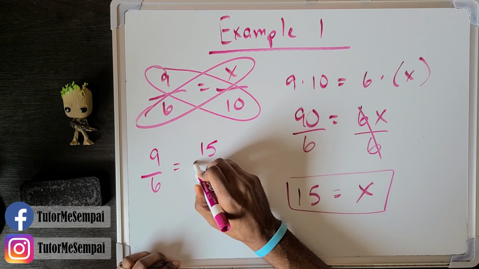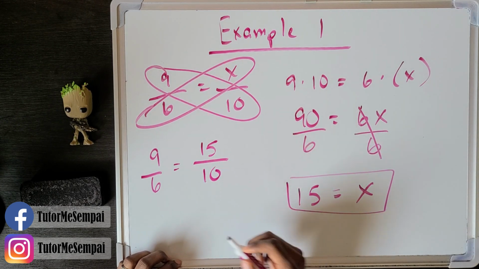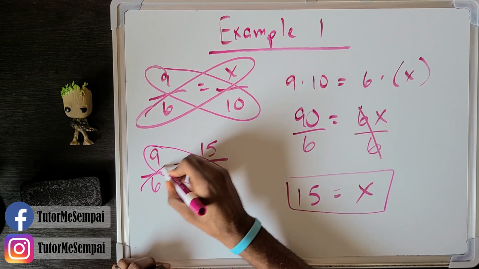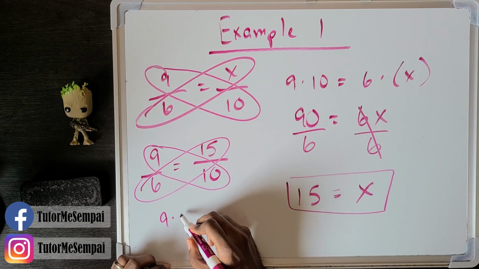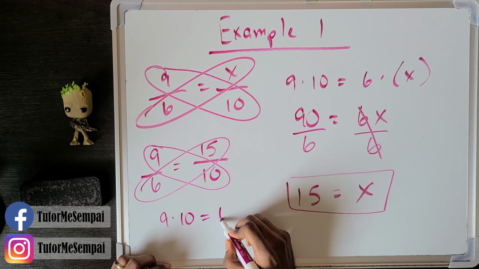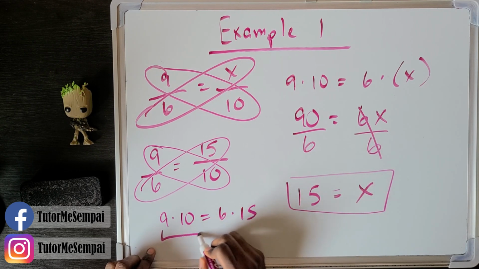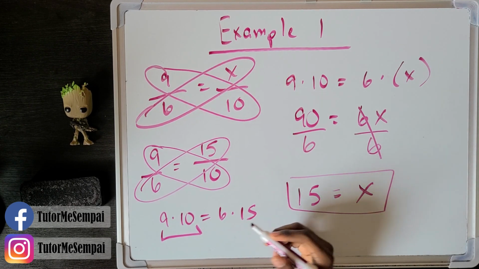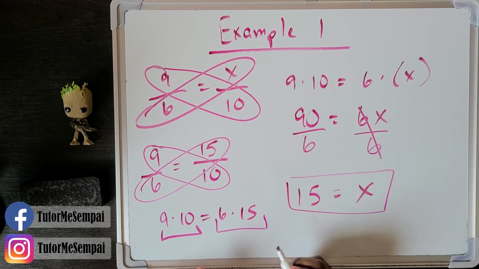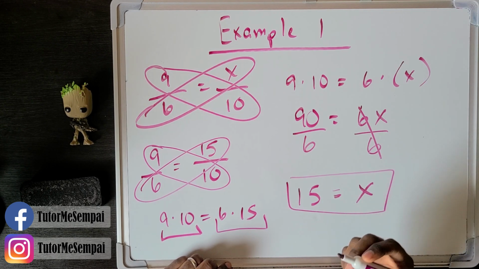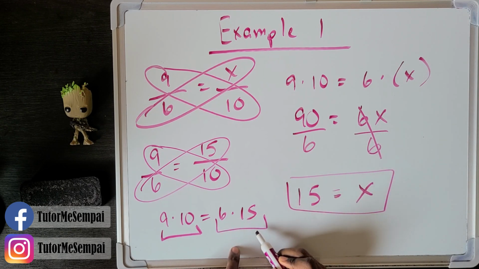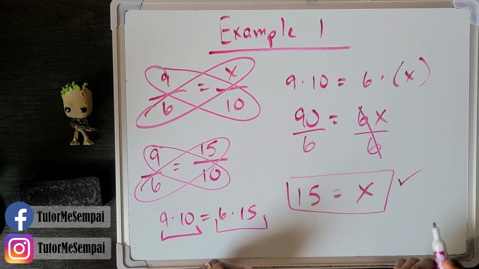So 15 over 10. And remember, our cross multiplication tells us we're going to have this and this: 9 times 10 equals 6 times 15. What is this first part here? 9 times 10. Well, we already know that's going to be 90. How about this here? 6 times 15. Well, 6 times 15 is also going to be 90. So we know that 90 equals 90, so we know that this is indeed correct.